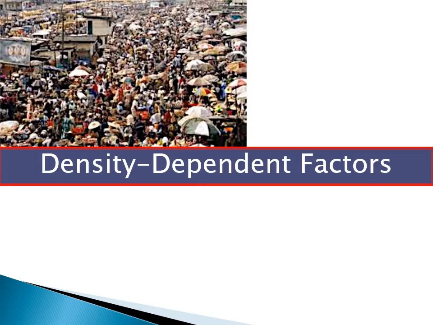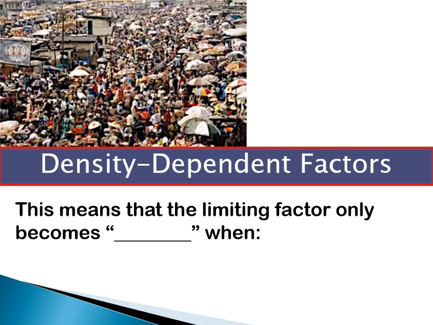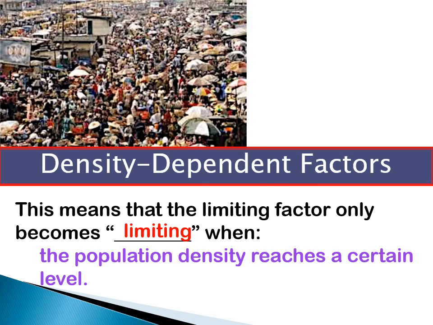So what kind of factors can affect our population growth and how different things travel through our population? We have these factors called density-dependent factors. These are factors that behave differently within a population based on how loosely or closely packed you are. All right, so the limiting factor only becomes limiting when the population density reaches a certain level, when they're closely packed together like the picture above.